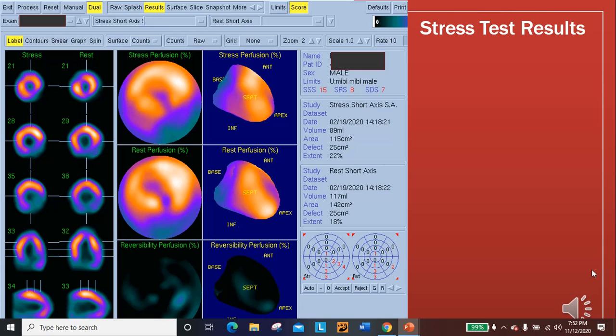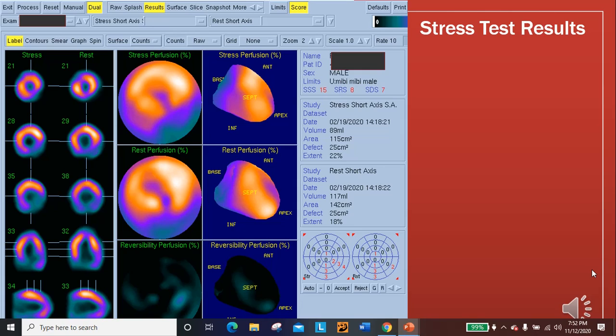This is the septal view of the stress test results. Just like the previous slide, it's got the stress perfusion percentage, rest perfusion percentage, and reversibility perfusion. One thing I wanted to point out is on the bottom right of these scores, you can see that circle divided up. That is the polar map scores. They are divided into 17 sections that all coincide to a different part of the heart.